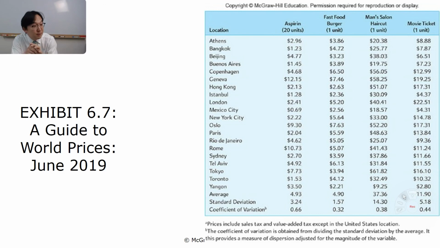Exhibit 6.7 is an interesting table to look at. The deviations, you can see the standard deviations. You see some products have much more deviation than other products. The coefficient of variation tells you about that. What is this coefficient of variation? Standard deviation divided by the average. That's this guy. So aspirin and medical products have a lot more deviation than hamburgers, 2 times more.